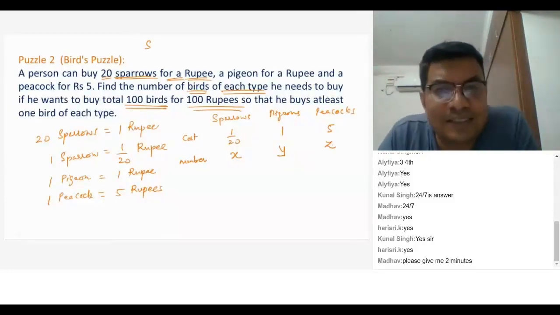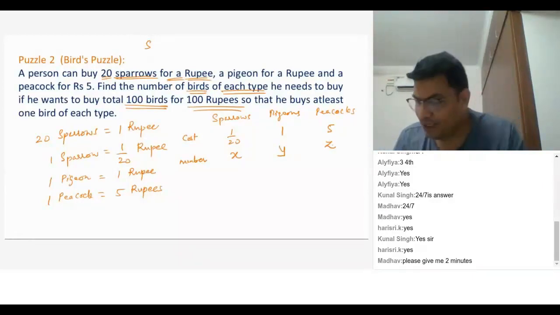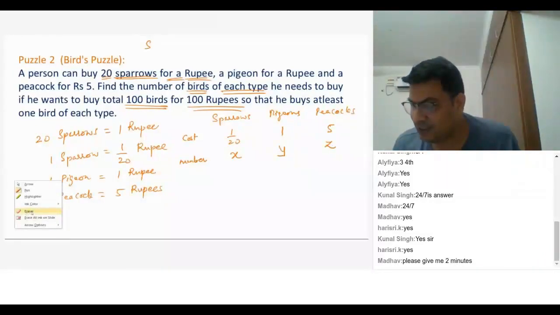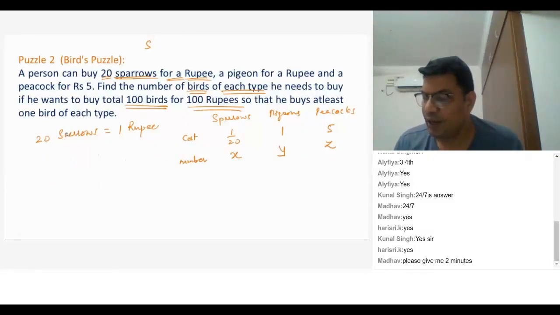Can I assume like this? Is there anything wrong in assuming like this? No. Now tell me what is given to you in the question. Please observe. Let me erase this piece because this is not relevant, I was just trying to explain to you. I'll remove this because I need space on the board.